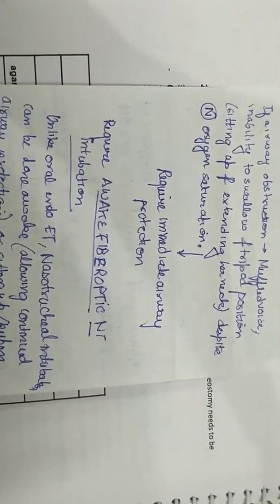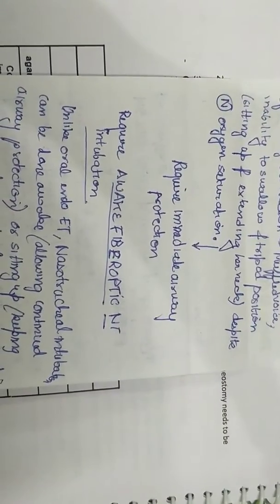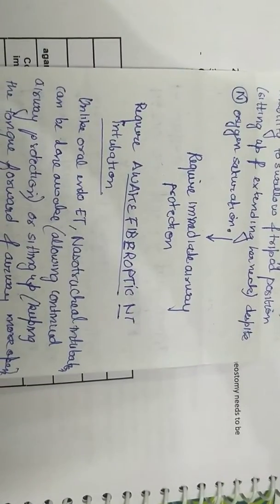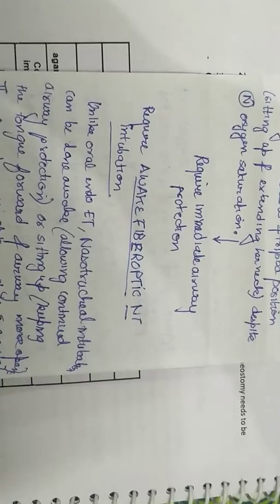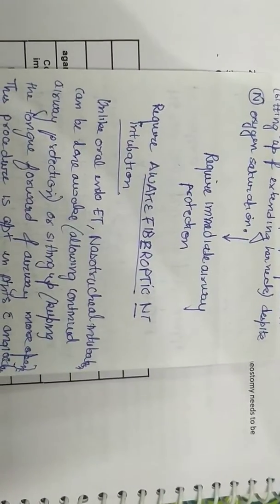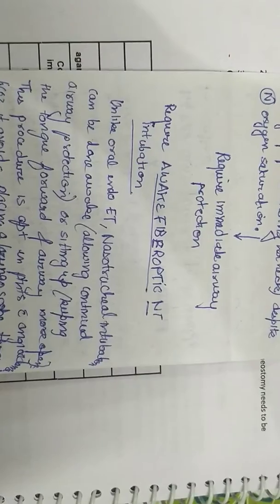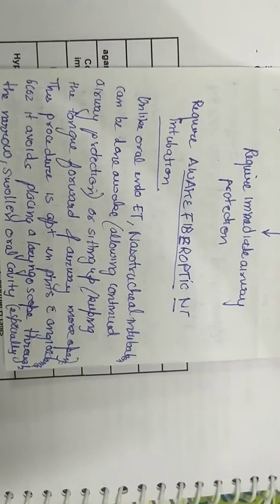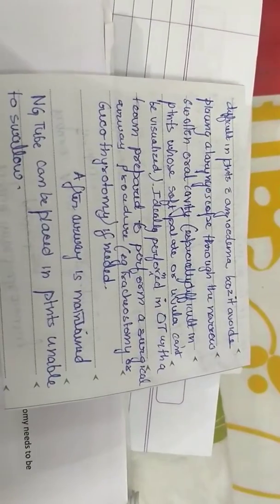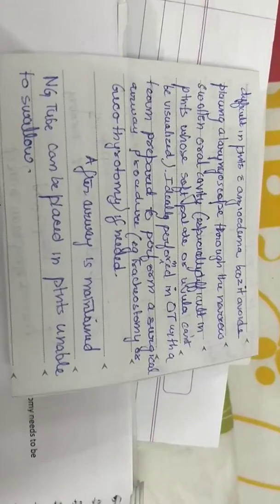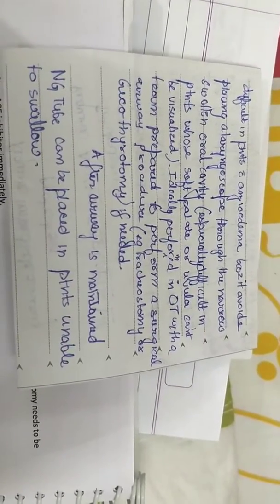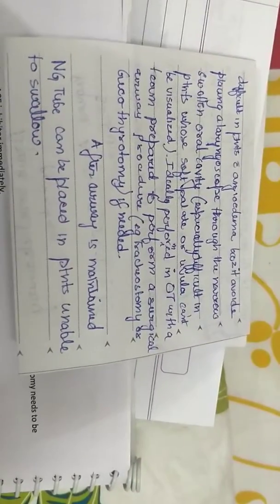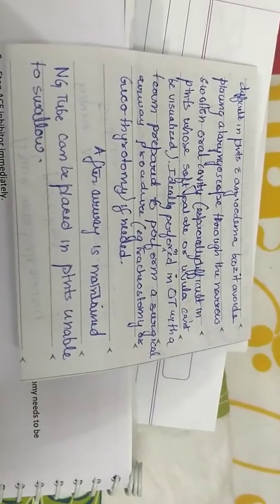Why do we give this? Why not oral? Because for oral intubation we have to sedate the patient. But nasotracheal intubation can be done awake, allowing continued airway protection, with the patient sitting up, keeping the tongue forward and the airway more open. Also, the procedure is more appropriate in angioedema as it avoids placing a laryngoscope through the narrow, swollen oral cavity, which is especially difficult in patients whose soft palate or uvula can't be visualized.